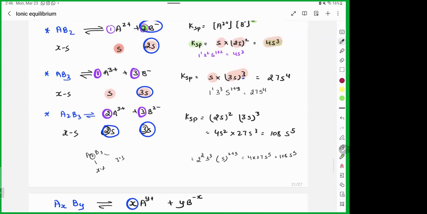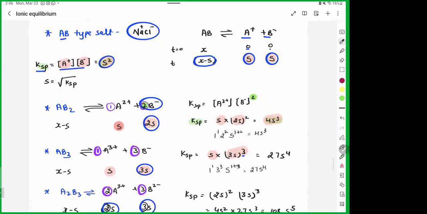Mridul, any doubt? No, sir. In AB2, what is your A value? A is only 1 square, 1 raised to power 1. B2, 2 raised to power. Solubility 1 plus 2, 2 raised to power 4.